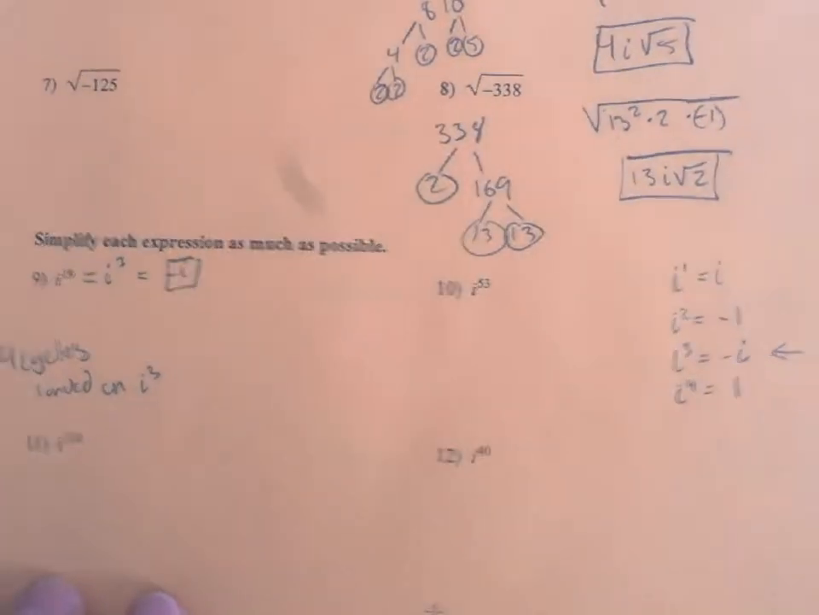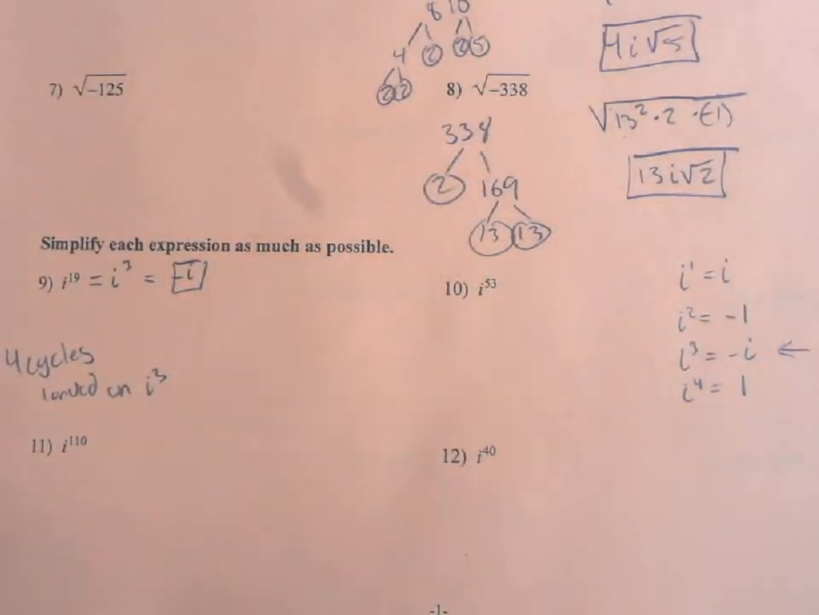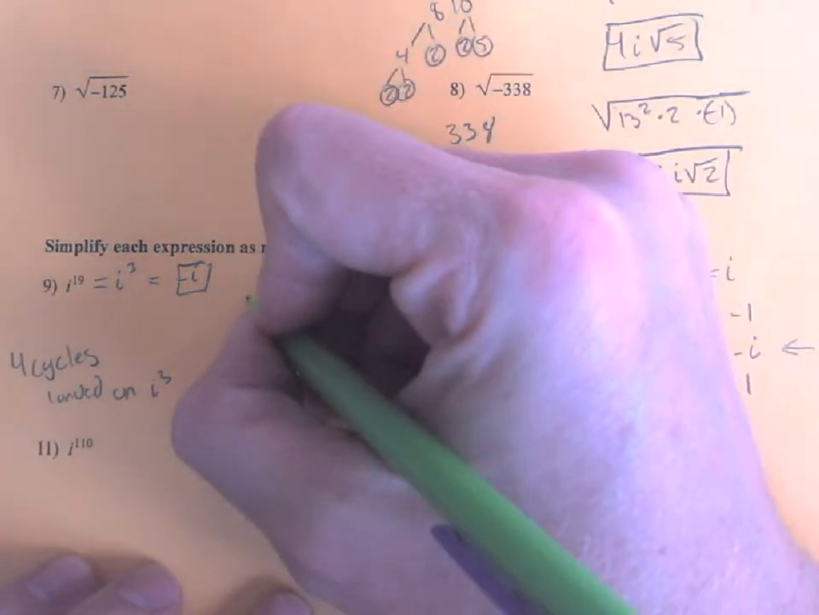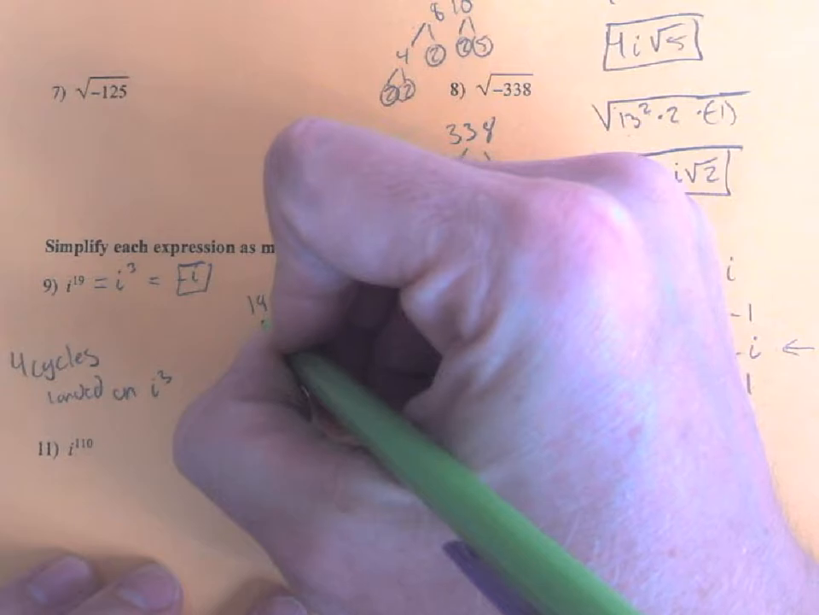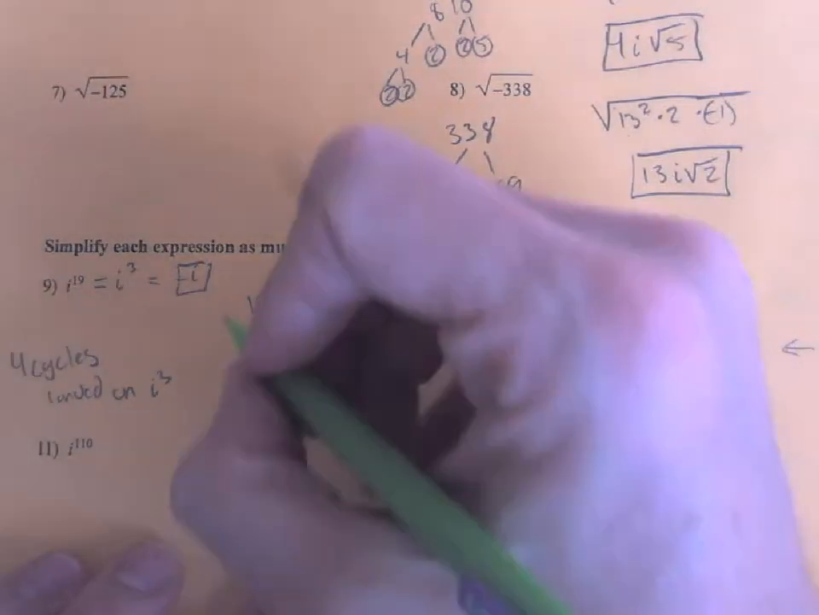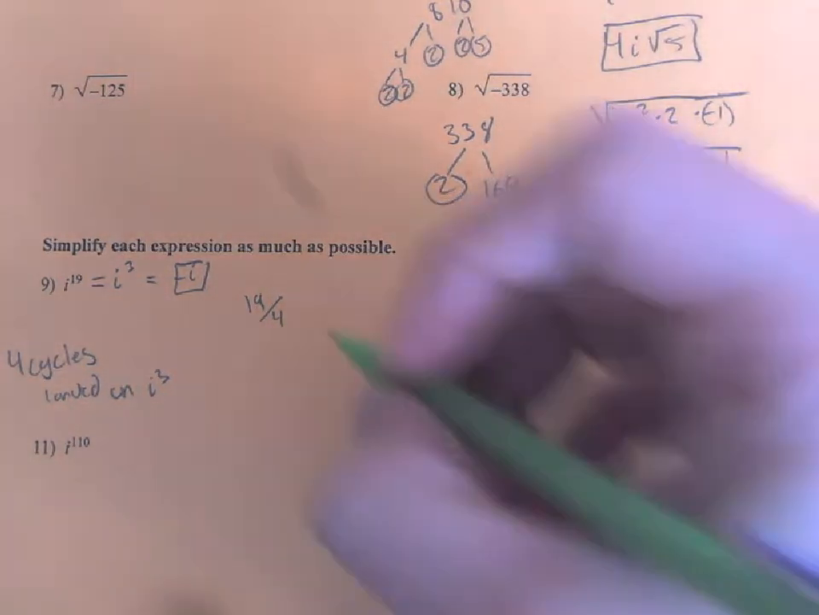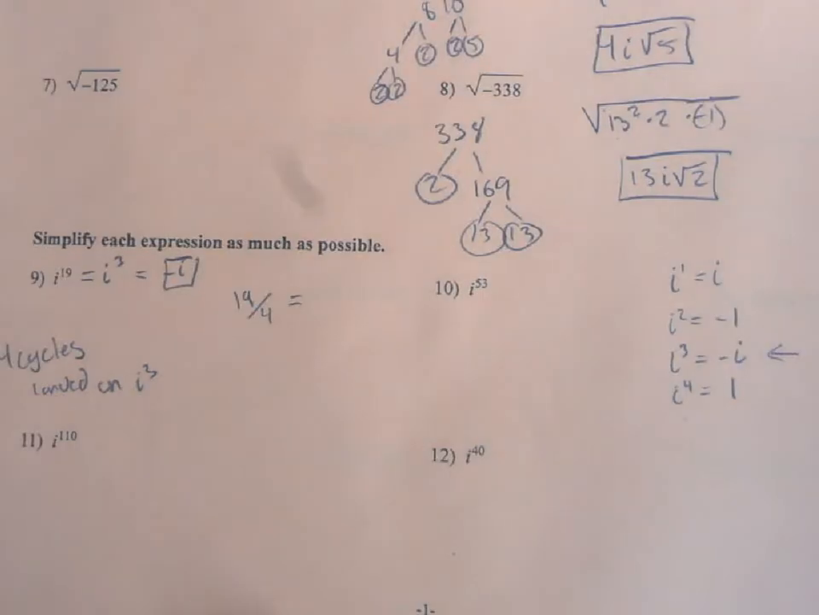Okay, what does that have to do with anything? Well, check this out. Because we have this pattern that it repeats every 4 times, what we can do is take 19, which is our exponent, and divide it by 4. There's a couple ways you can do this. You can turn this into a mixed number, you can use long division, you can use your calculator and translate the decimal into a fraction, however you want to do it. I'm just going to turn this into a mixed number.